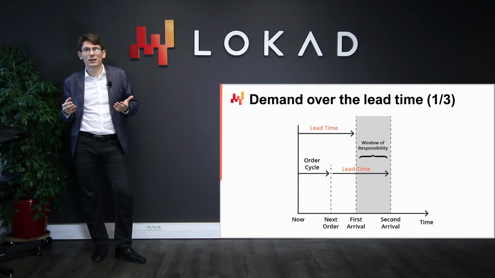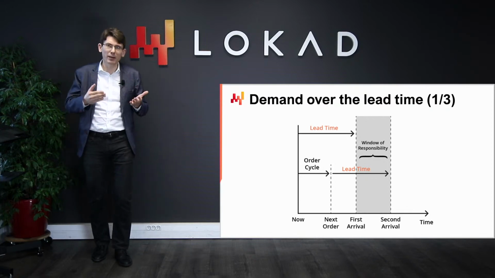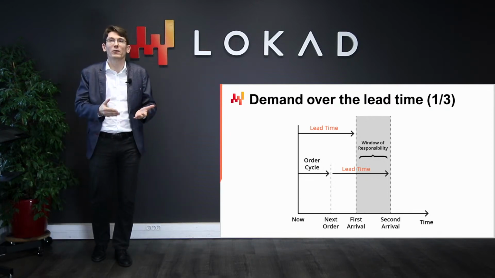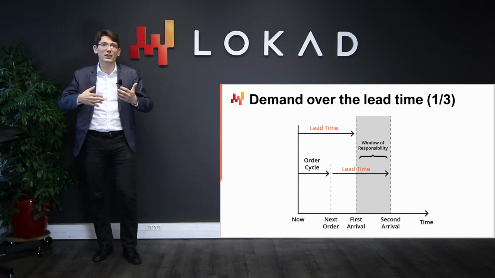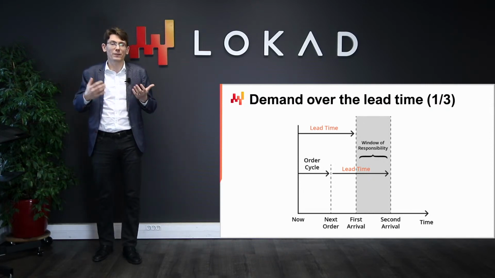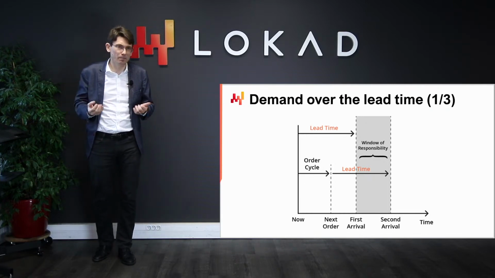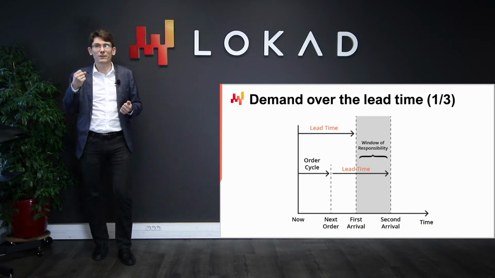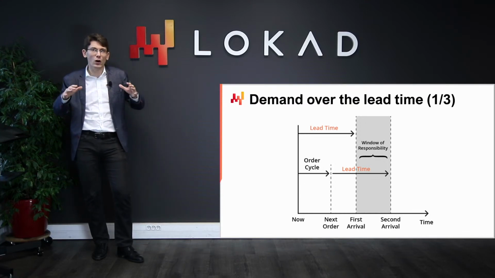In order to support the reorder decision, which can be not reordering anything, there are two factors that should be forecast. First, we should forecast the expected stock on hand at the time of the first arrival. Indeed, if by the time of the first arrival there is still plenty of stock left, then there is no reason to reorder now. Second, we should forecast the expected demand for the duration of the window of responsibility.